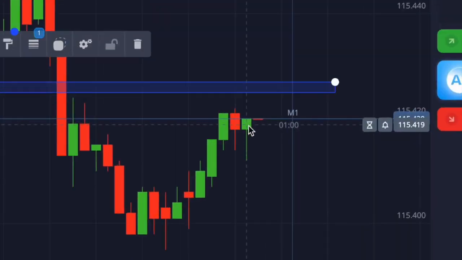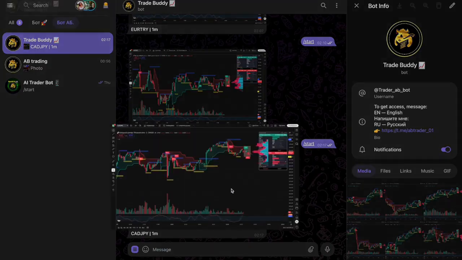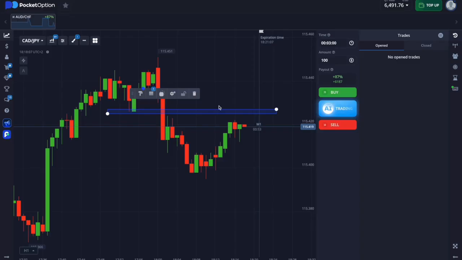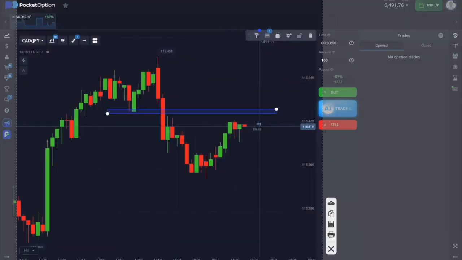You shouldn't open a position here because the bot tells us there will be a correction and then it will go down. Let's wait a bit for this correction. If we look here using graphical analysis, there was an uptrend. Then the chart breaks through the support level. And now we have this strong movement.